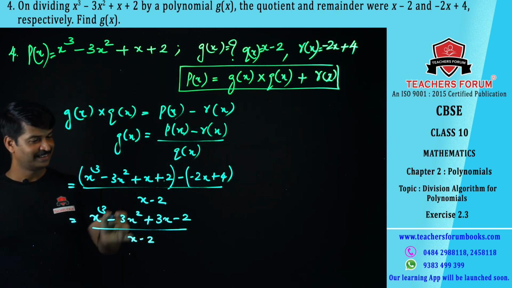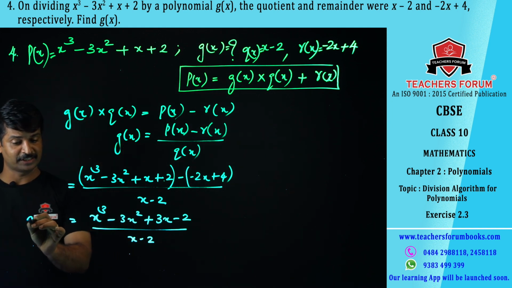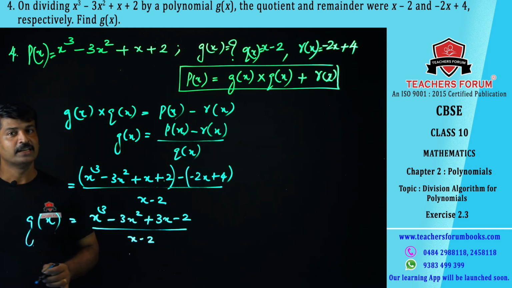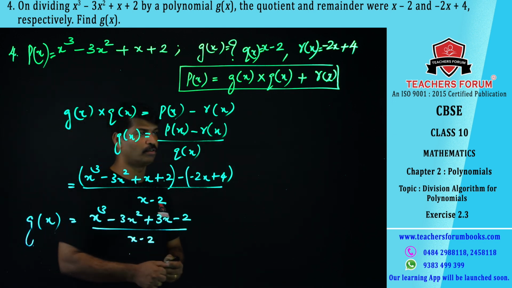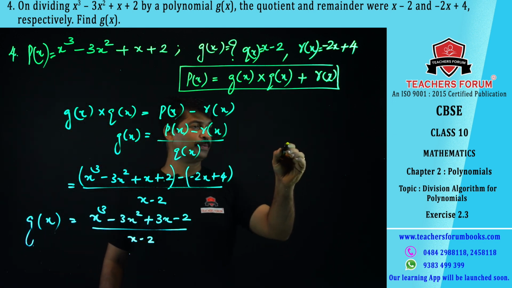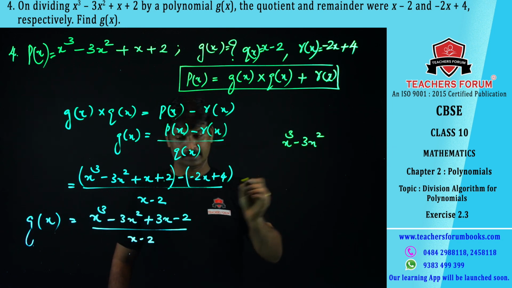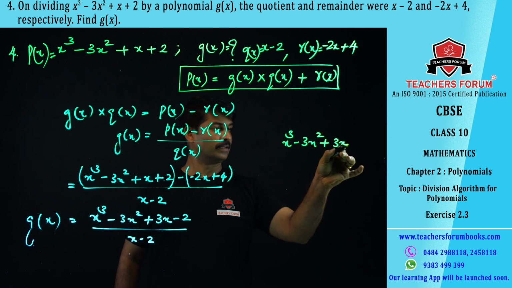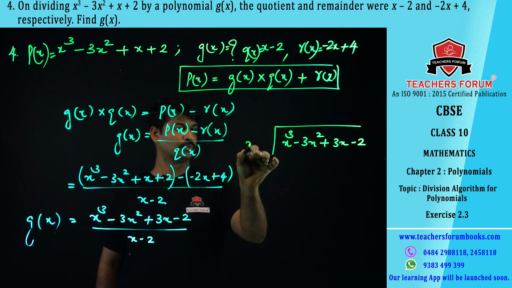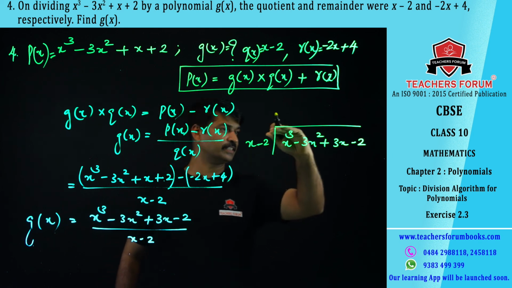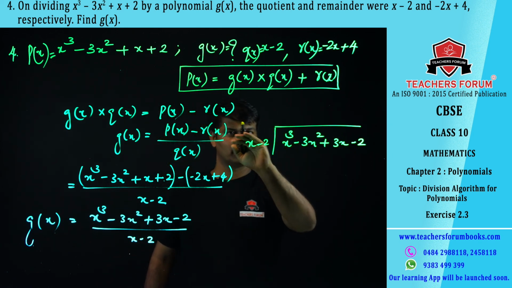So when you divide this polynomial by x minus 2, you will be getting the value of what? G of x. Okay, now let us divide the given two polynomials, this polynomial by this polynomial to get g of x. Now let us start dividing. X cube minus 3x square plus 3x minus 2. You have to divide this by x minus 2. Let us divide. See, it is in the decreasing order of degree.